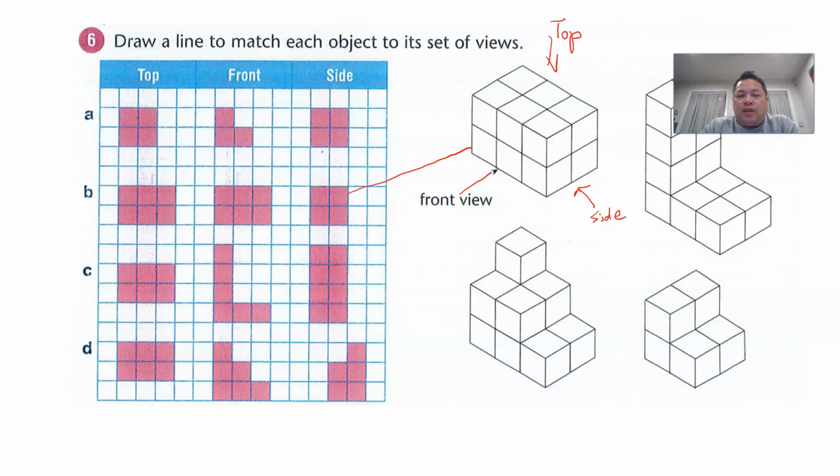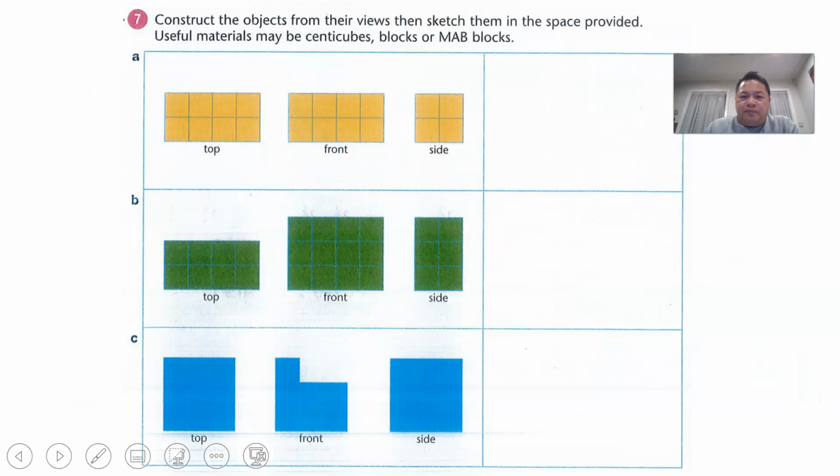top view, front view, and the side view. Okay, this is a very, very important skill to know. In fact, if you want to become an architect, you need to be able to see this 3D vision very well. Okay, moving on to the next part.